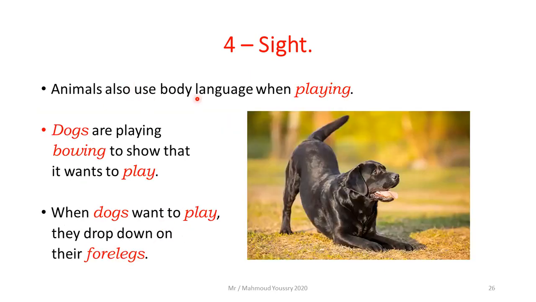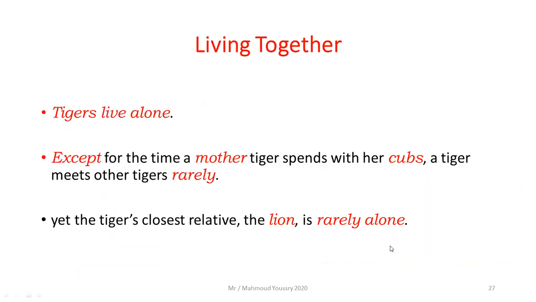Also, animals use body language when they are playing, like this dog. The dog is bowing to show that it wants to play. When dogs want to play, they drop down on their front legs, as you can see.